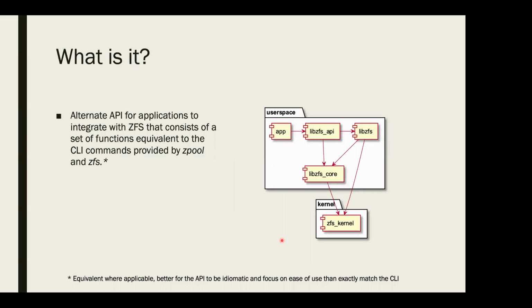Essentially it would be an alternate API for applications to integrate with ZFS. It would have a set of functions equivalent to what the CLI commands provide. That'd be like zpool create, zpool destroy, list, all those different functionalities would have an equivalent. But it doesn't need to be exactly equivalent. The main idea would be to make it idiomatic and still easy to use. So one-to-one is not extremely important, but something that is very usable.